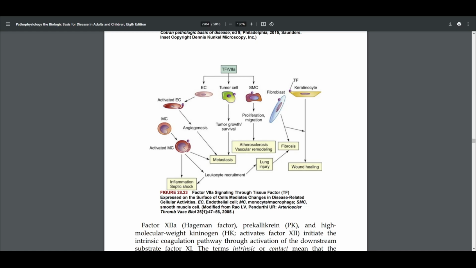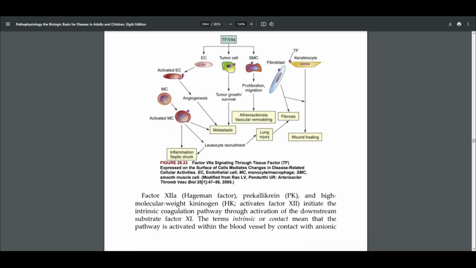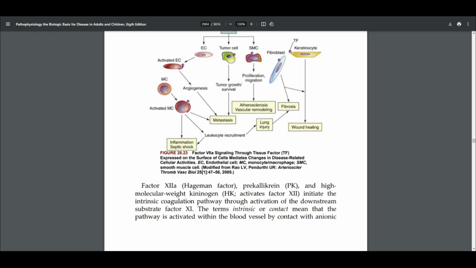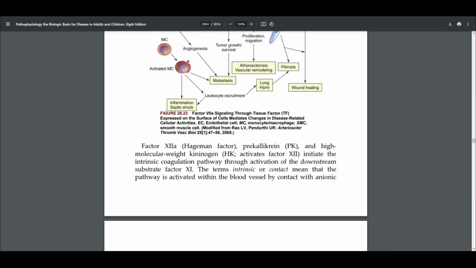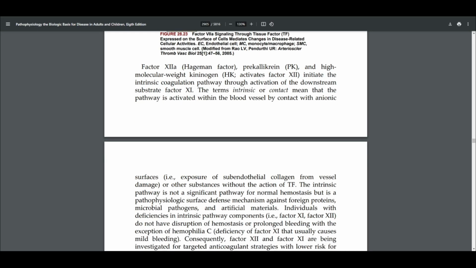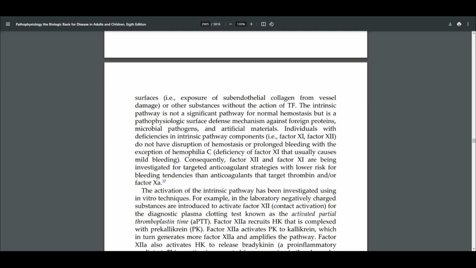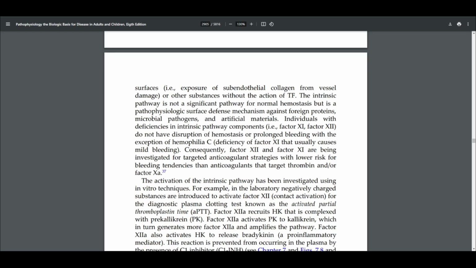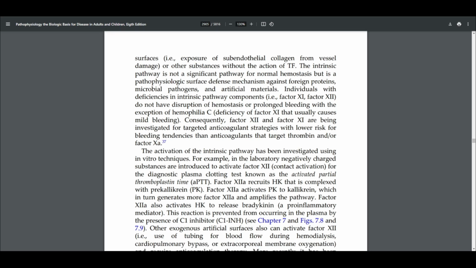Factor 12a, the Hageman factor, prekallikrein or PK, and the high molecular weight kininogen or HK, initiate the intrinsic coagulation pathway through the activation of the downstream substrate factor 11. The terms intrinsic or contact mean that the pathway is activated within the blood vessel by contact with anionic surfaces or substances, without the activation of TF. The intrinsic pathway is not a significant pathway for normal homeostasis, but is a pathophysiologic surface defense mechanism against foreign proteins, microbial pathogens, and artificial materials.